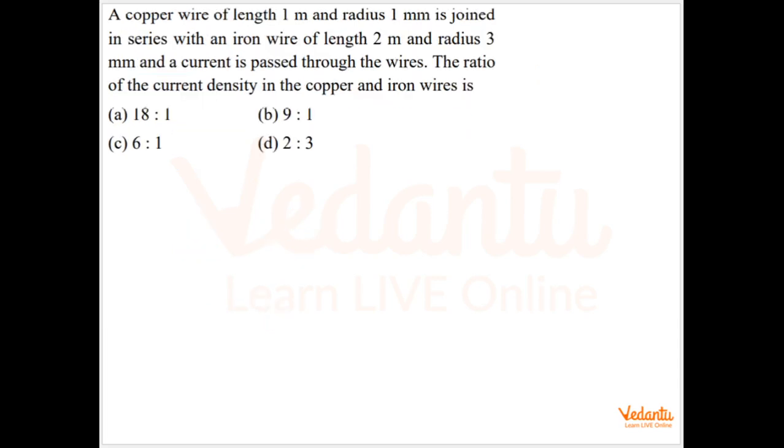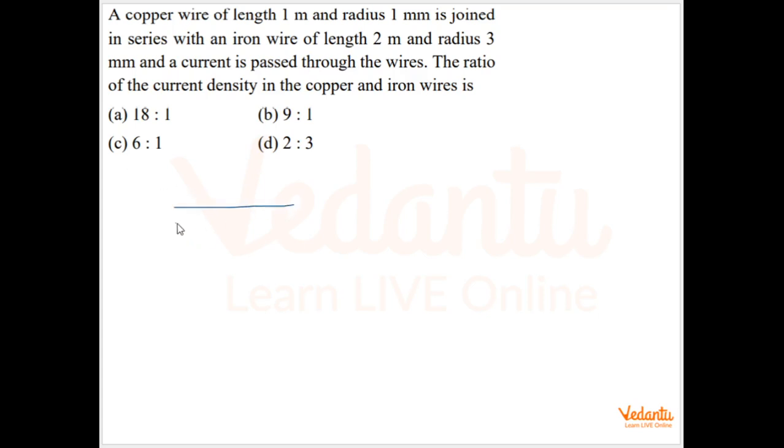In the next question, a copper wire of length 1 meter and a radius 1 millimeter is joined in series with an iron wire of length 2 meter and radius 3 millimeter, and a current is passed through the wires. We have to calculate the ratio of the current densities in the copper and the iron wires.